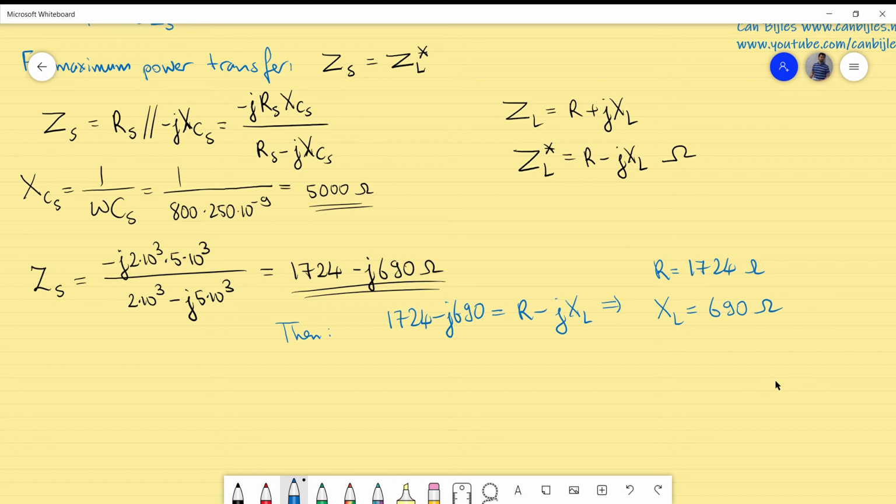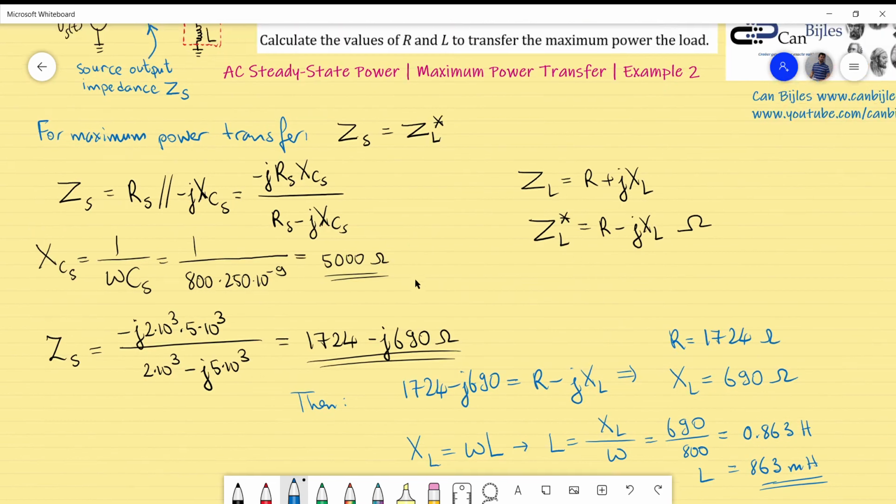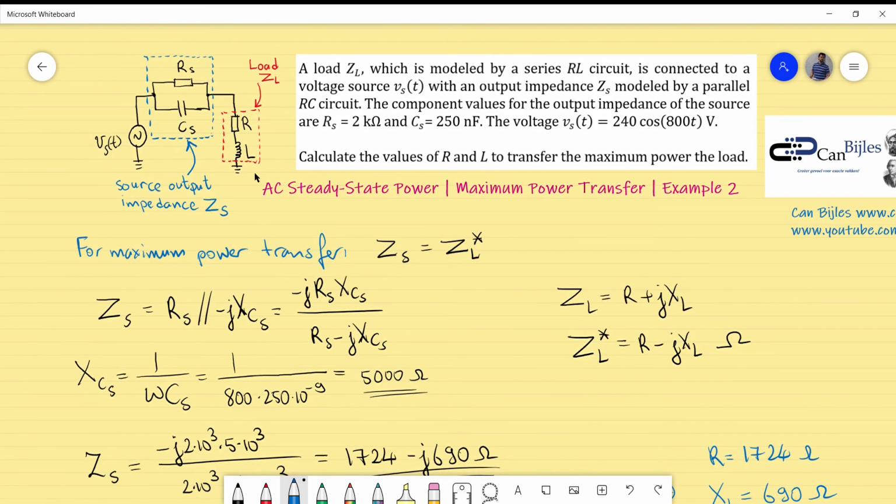Now, the last part is the calculation of the inductance L. For the X_L, I know that it is omega times L, so I will have to rewrite this such that I have the value of L. It will be X_L divided by omega, which is 690 divided by the 800 radians per second, which is already given, and it will result in 0.863 henries. If you write that in a different form, 863 millihenries, and that's the required value for the inductance. Using this value for the inductance and this value for the resistor in this load model, you will have the maximum power transfer from the voltage supply V_S to the load.